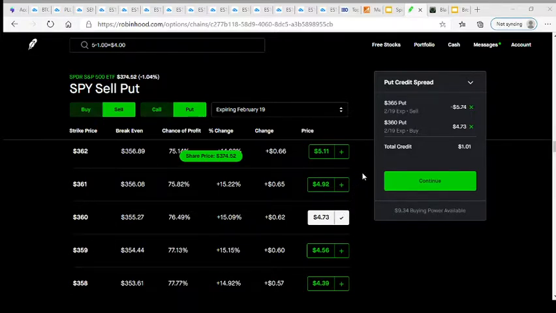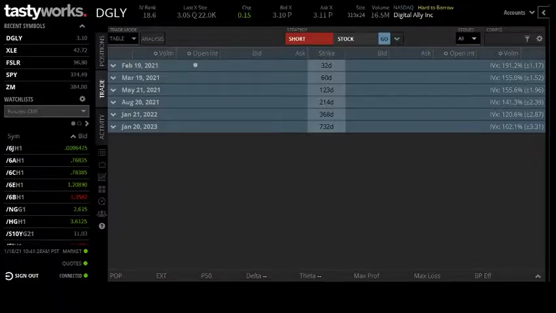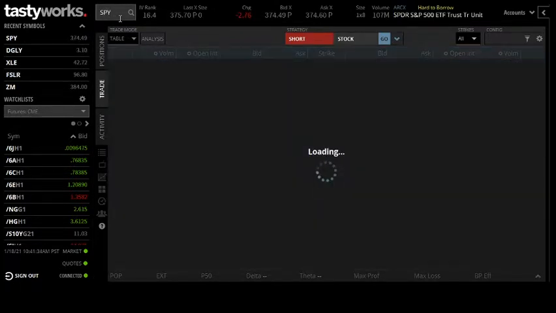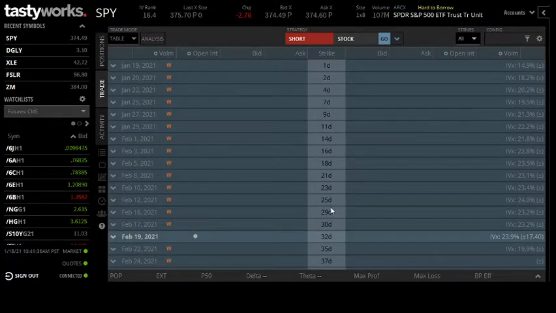So we're going to change over to Tasty to show you more of a visual of how these work, because Tasty has that. We're going to go to the same stock just because SPY is easy. Everybody knows what the S&P 500 is.